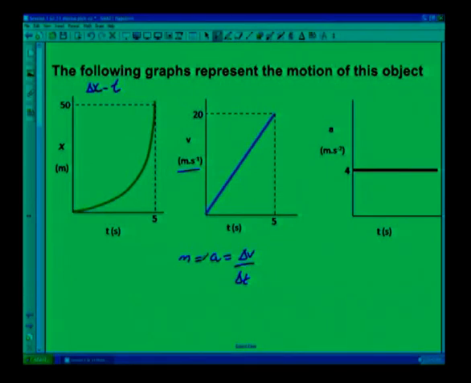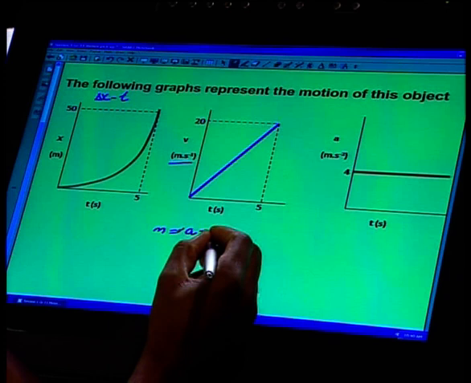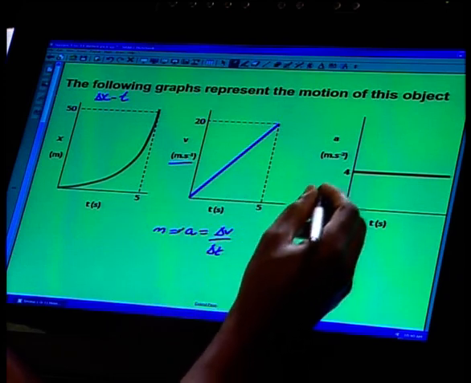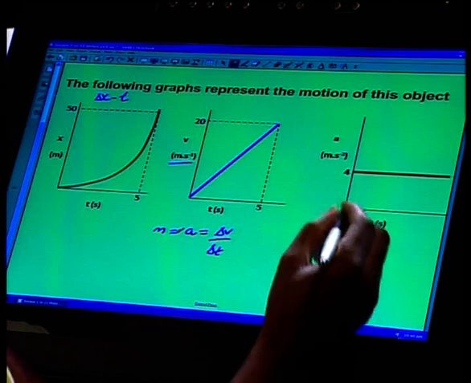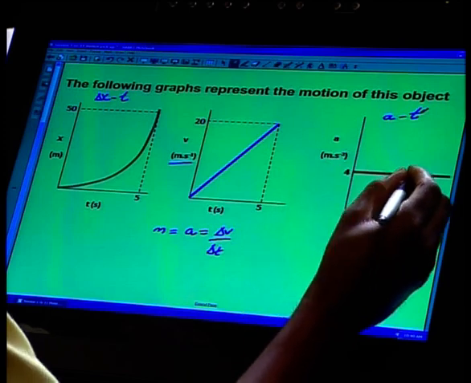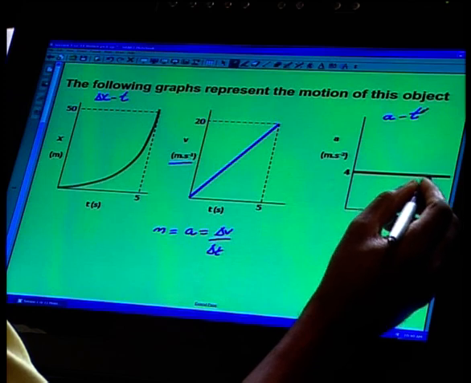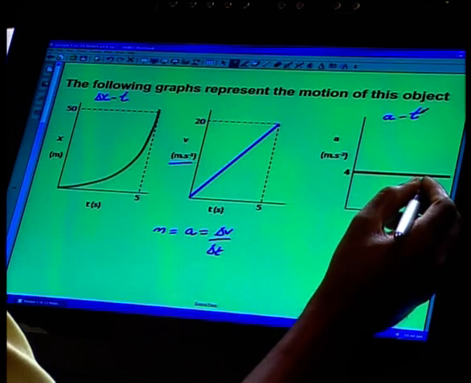And because it's the gradient of a straight line, we know that it will be the same throughout the line. And therefore, acceleration remains constant. In other words, making use of the terminology that we're using now, we would say that acceleration is uniform in this case. And therefore, if we then move on to draw an acceleration time graph, it would be a horizontal line that shows that the acceleration is constant.